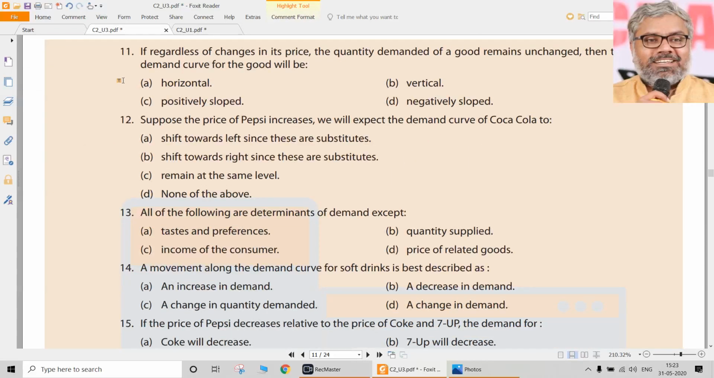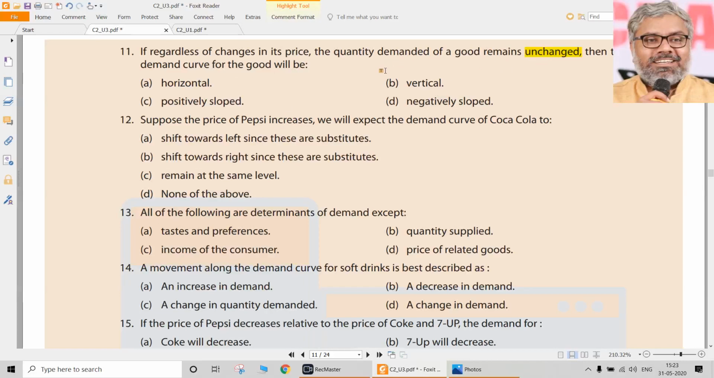Then question number 11. If regardless of change in its price, the quantity demanded of a good remains unchanged. So it means what? Price is changing, but irrespective of the change in those prices, the quantity demanded of a good remains unchanged. There is no impact at all. Because of the change in price, the quantity demanded is not at all changed. It is completely unchanged. In other words, what can we say? The price elasticity of demand for that product is 0.